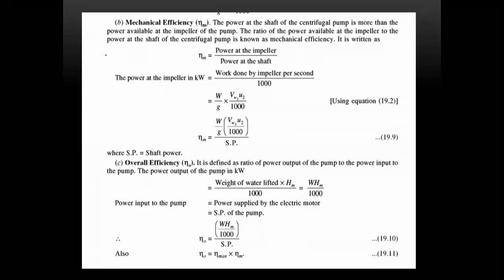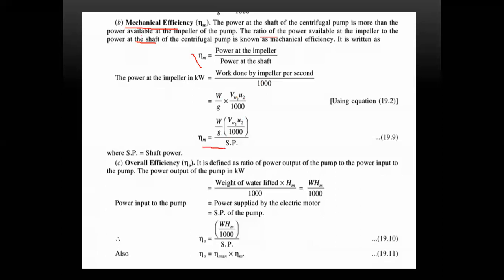Next, the second one is mechanical efficiency. The power at the shaft of the centrifugal pump is more than the power available at the impeller. The ratio of the power available at the impeller to the power of the shaft of the centrifugal pump is known as mechanical efficiency. Therefore, mechanical efficiency is equal to power of the impeller divided by power of the shaft. The power of the impeller is the work done by the impeller per second by 1000, as already discussed. Therefore, W by g into Vw2 U2 by 1000.